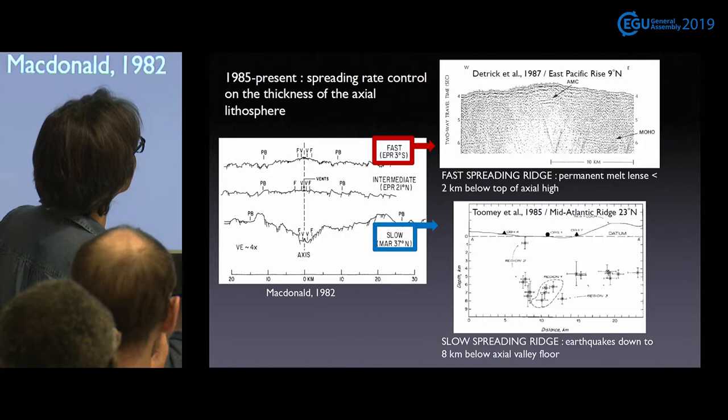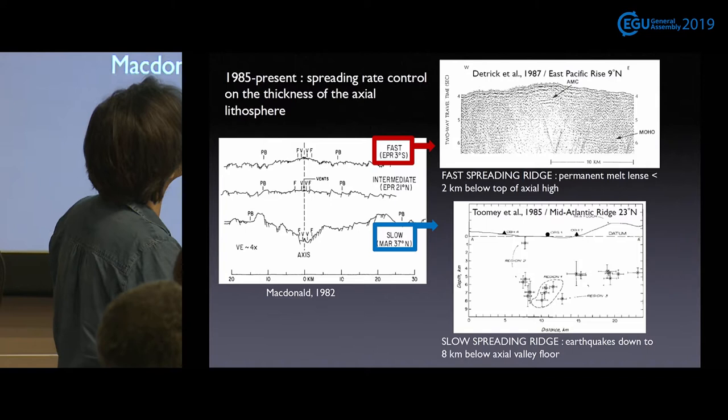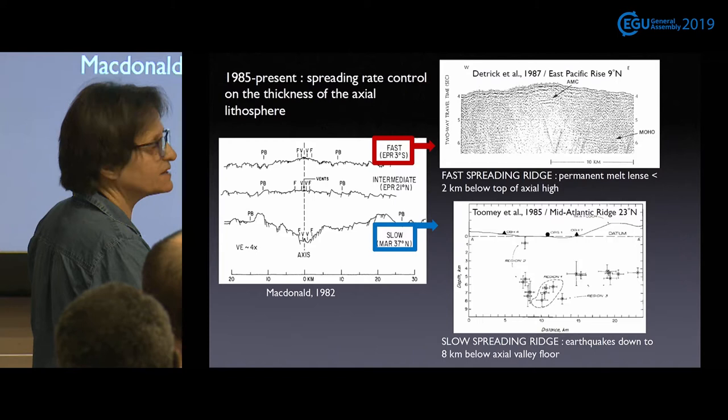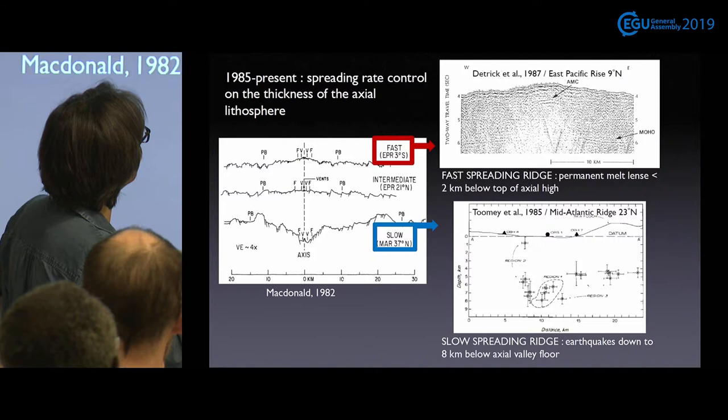Now we call it AML, which means actual magma lens, because we know that it's not the top of a big magma chamber. It's just a very melt-rich lens that's sitting on top of a melt mush, a melt-crystal mush, if you want. It's solid, but it has a lot of interstitial melt. And so what it tells us is that we've got melt at less than 2 or 3 kilometers below the seafloor.